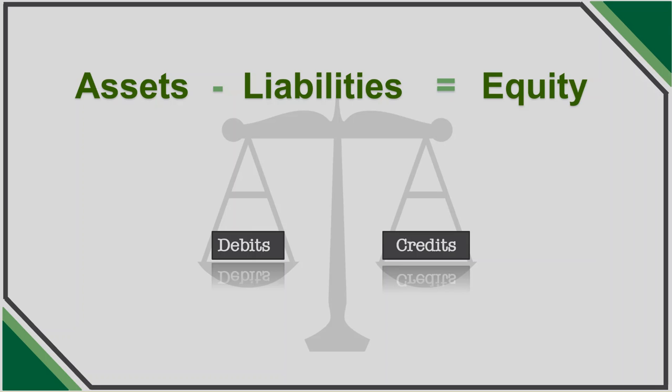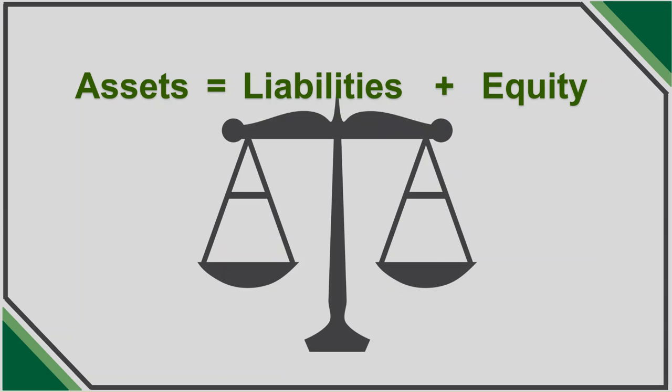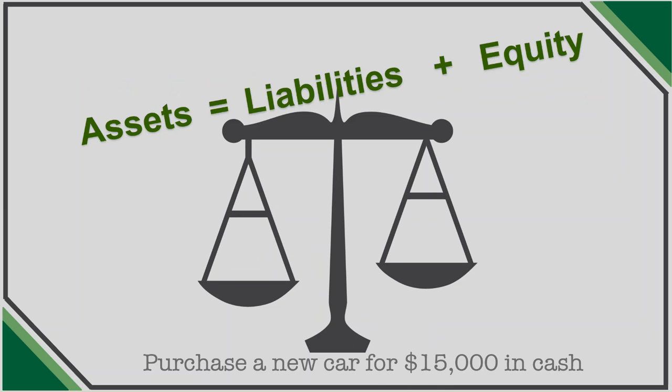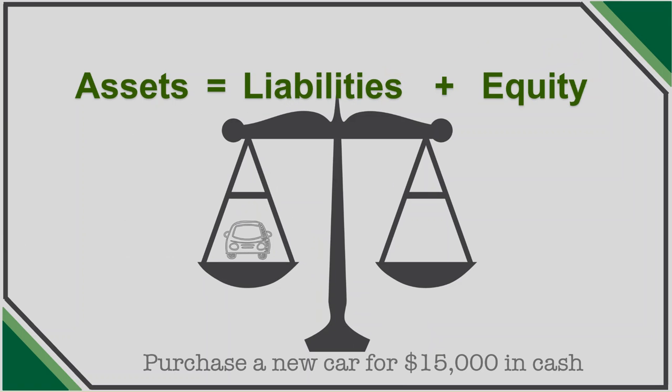There's no rule that a transaction must impact both sides of the equation. In fact, some transactions may be an increase and decrease to the same side. Let's look at a simple example to better illustrate how transactions impact the accounting equation. A company purchases a new car for $15,000 in cash. A car is an asset and cash is an asset. The company utilizes cash, thus decreasing the assets by $15,000, and also acquiring an asset, a car, valued at $15,000. The left side of the equation increases and decreases by the same amount.